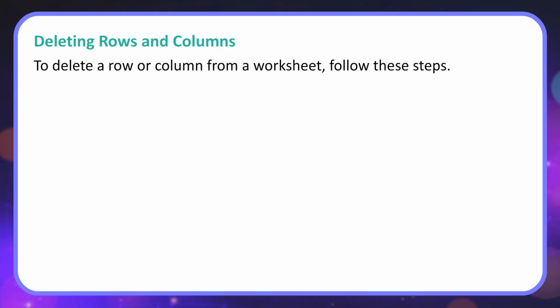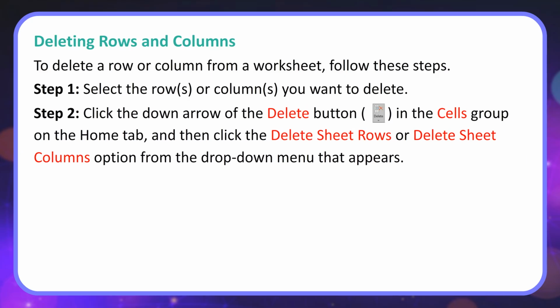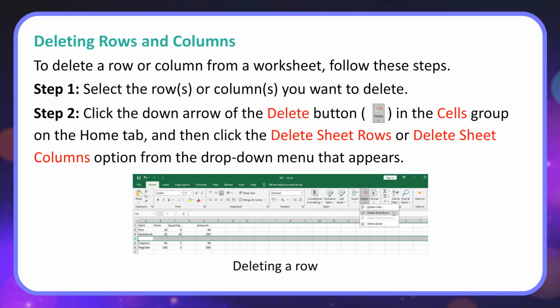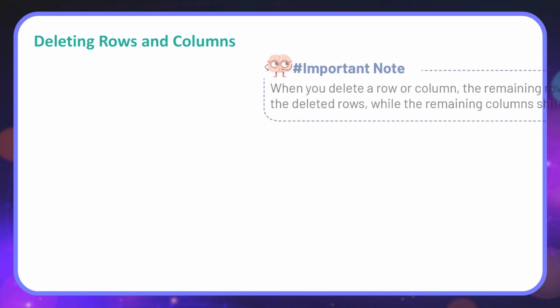To delete a row or column from a worksheet, follow these steps. Step 1. Select the rows or columns you want to delete. Step 2. Click the down arrow of the Delete button in the Cells group on the Home tab, and then click the Delete Sheet Rows or Delete Sheet Columns option from the drop-down menu that appears. Deleting a row. Select the row you want to delete. Click the Delete button and then click Delete Sheet Rows option.